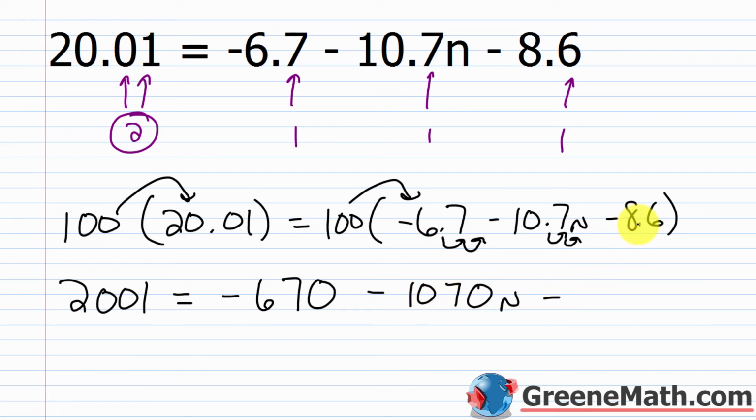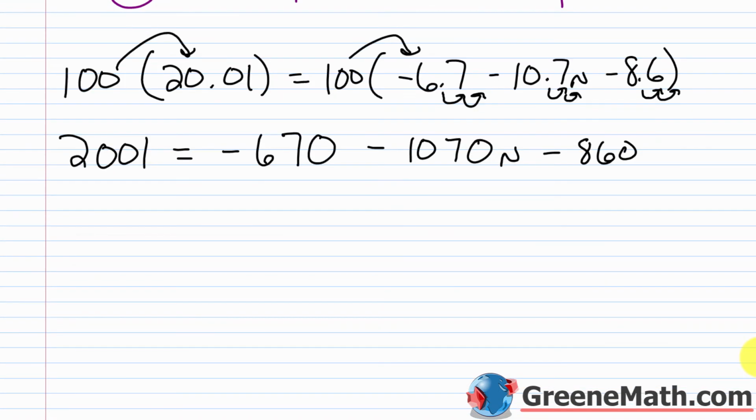And then minus, here we have 8.6. So that's going to be 860. Right? This is going to go 2 places to the right. So it's going to go right here and then right there. So we have a transformed equation now that doesn't have any decimals involved. And again, after you have this, you just go through and do your regular procedure.